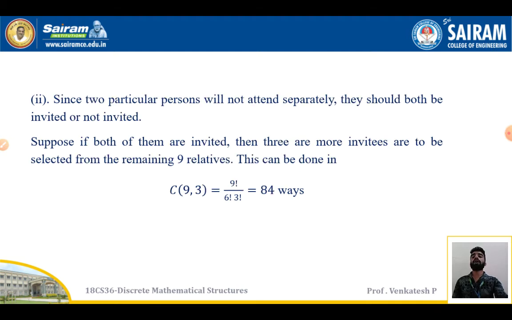Second one, since 2 particular persons will not attend separately, they should both be invited or both not be invited. Suppose both of them are invited, then 3 more are to be selected from the remaining 9 relatives. This can be done in how many ways? C(9,3), which is equal to 9 factorial by 6 factorial into 3 factorial. It will be equal to 84 ways. So in this case, if both of them are invited, we get these cases.